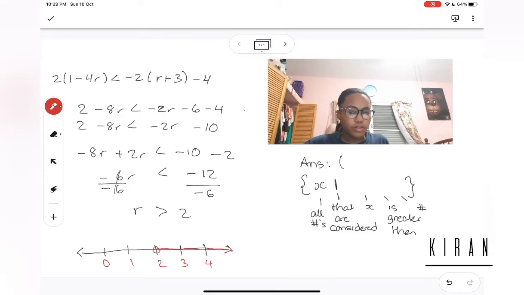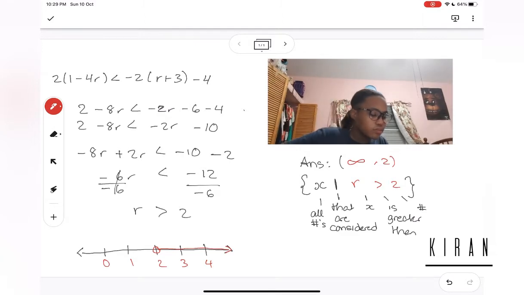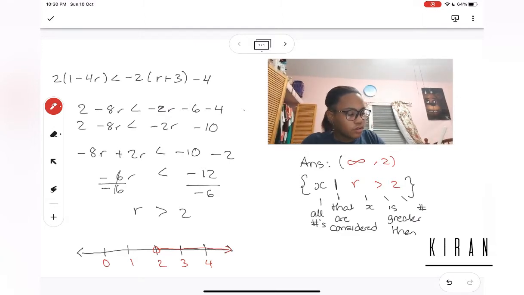So now to write your answer, you're going to have an infinity symbol, and in set builder notation, r is greater than 2.